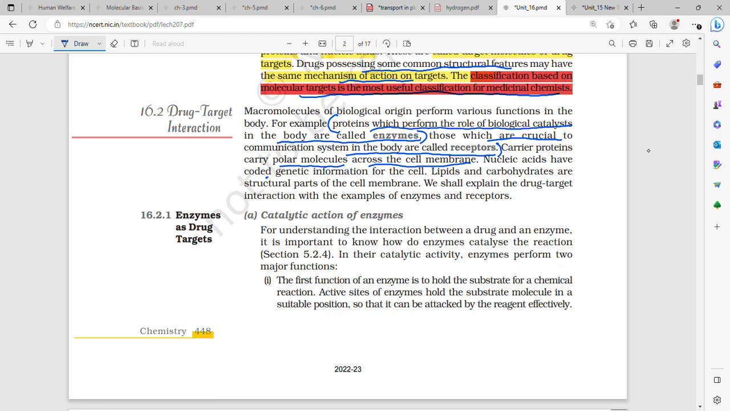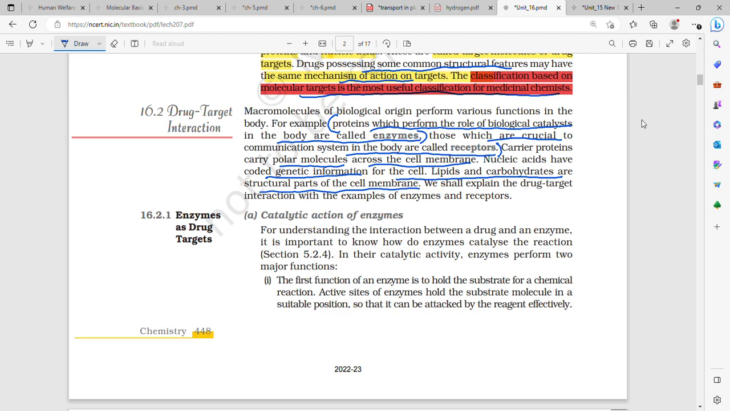Nucleic acids have coded genetic information for the cell. Lipids and carbohydrates are the structural part of the cell membrane. Proteins act as catalysts, that is biocatalysts, that is enzymes for the body.